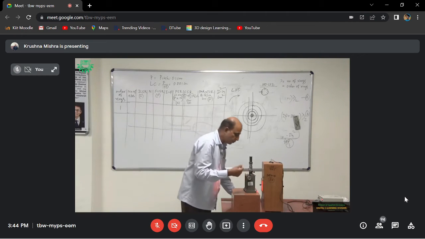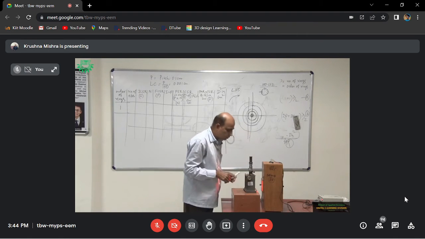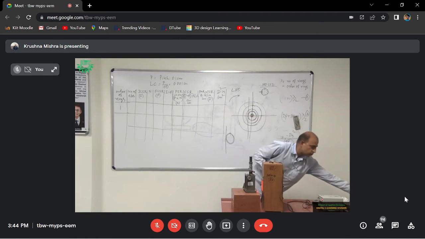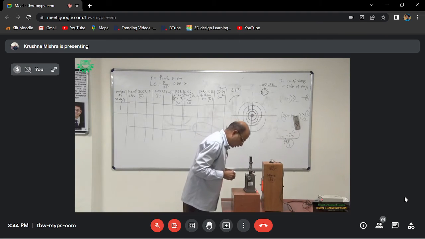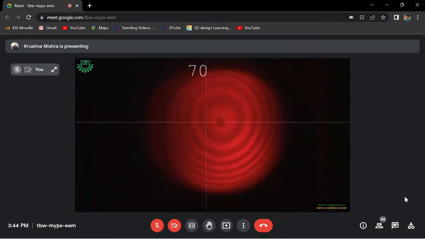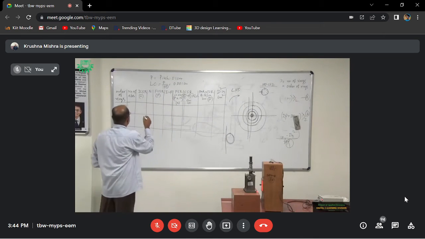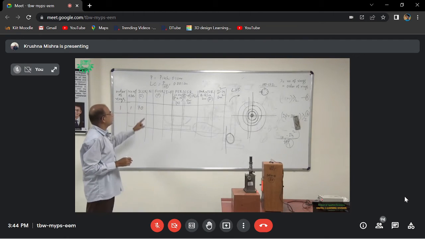So after I keep it exactly tangential to the first ring, now I will take the reading from the circular scale that coincides with the reference mark, and it is in between 70 and 71. So we can take 70, that is the lower one. 70 is the initial circular scale reading.